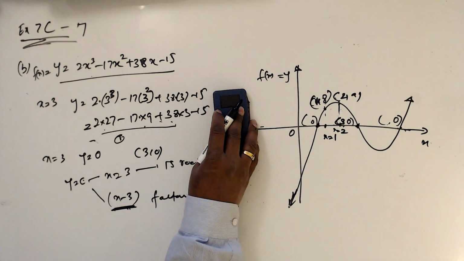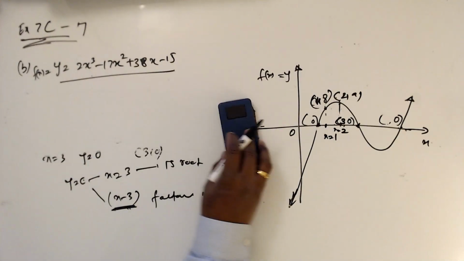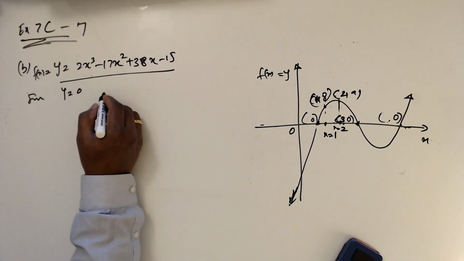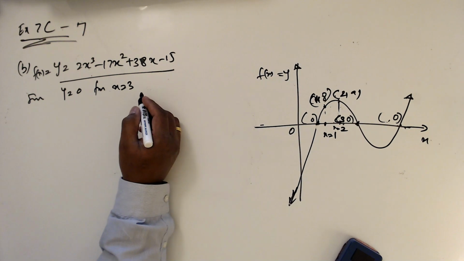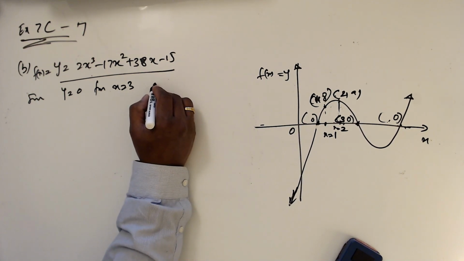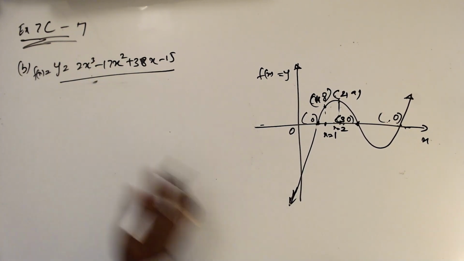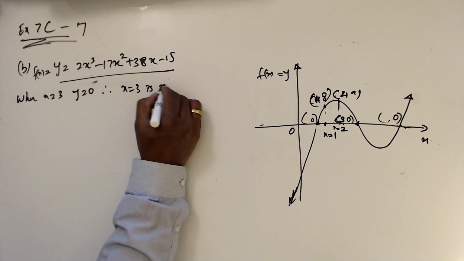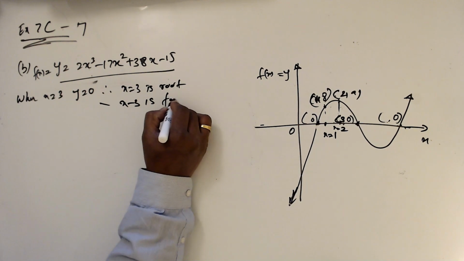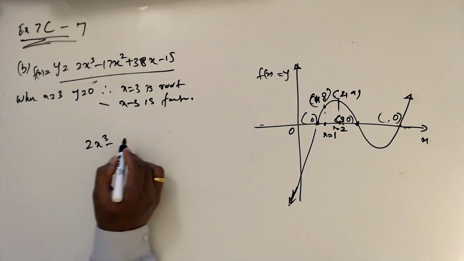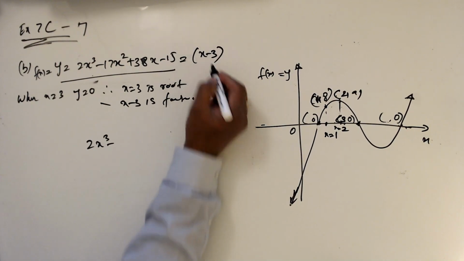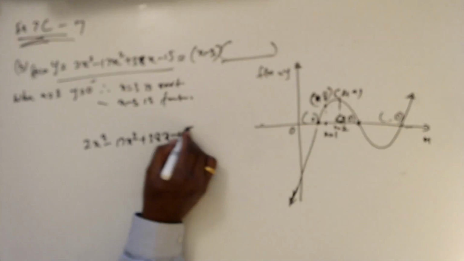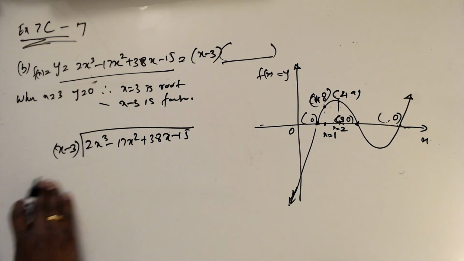Now we'll find the rest of those two roots. Since y equals 0 for x equals 3, x equals 3 is a root, and x minus 3 is a factor. Now I am going to divide this one to find the rest: 2x cubed minus 17x squared plus 38x minus 15 divided by x minus 3.